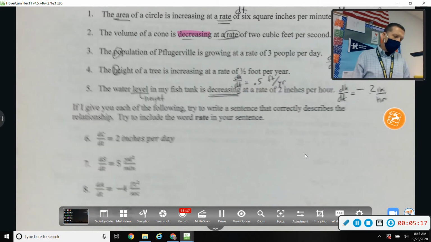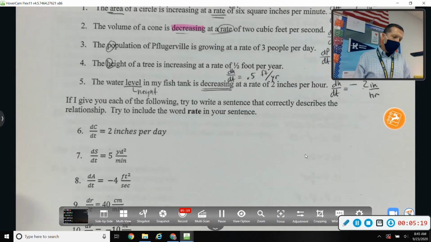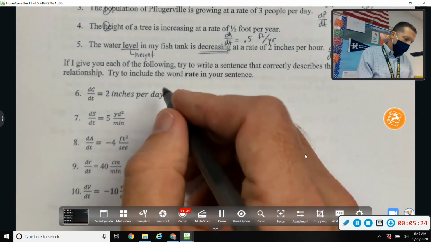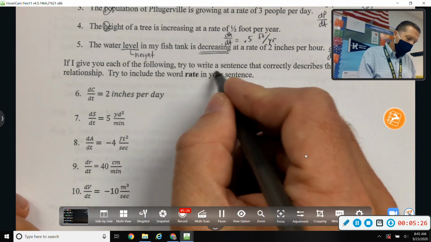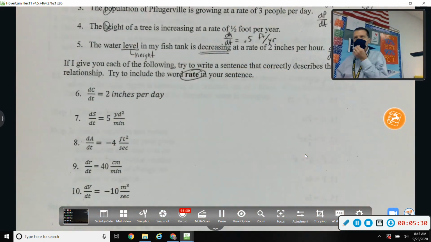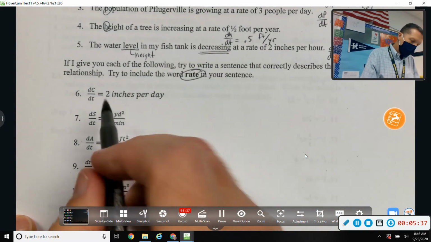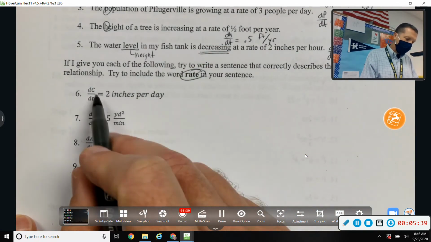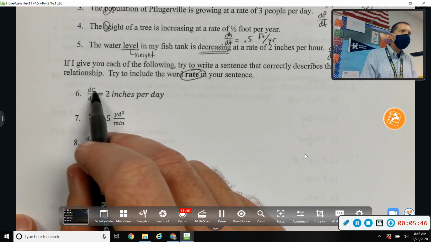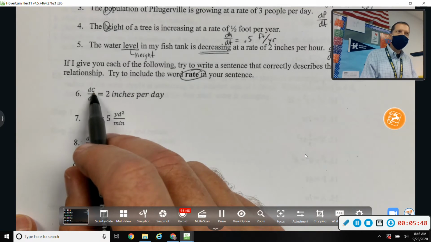All right, the second set is kind of the same thing, just in reverse. So they give you each of the following, write the sentence correctly that describes the relationship. Try to include the word rate in your sentence. Rate is kind of the giveaway that you're dealing with a derivative. Derivative, slope, rate, all those go together. So inches per day, dC dt. I don't know what C could stand for. Capital C, anybody? What's a math word that starts with C?